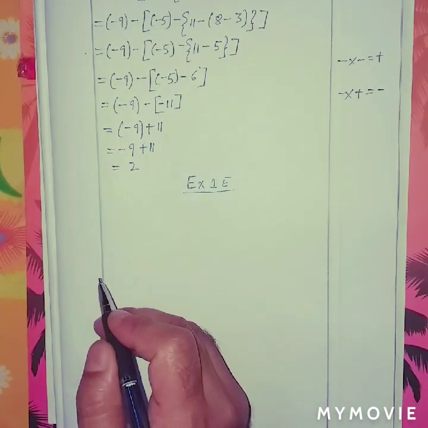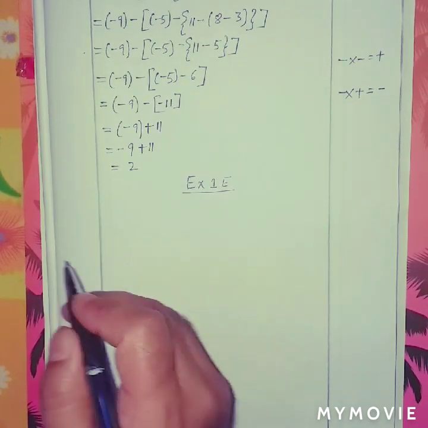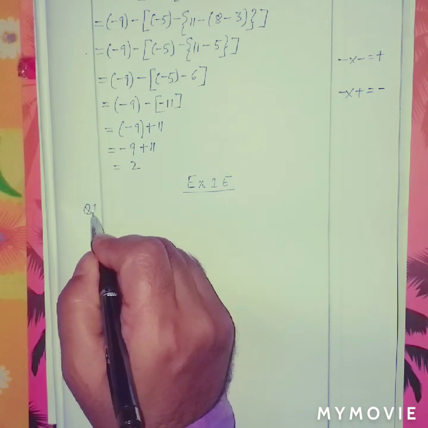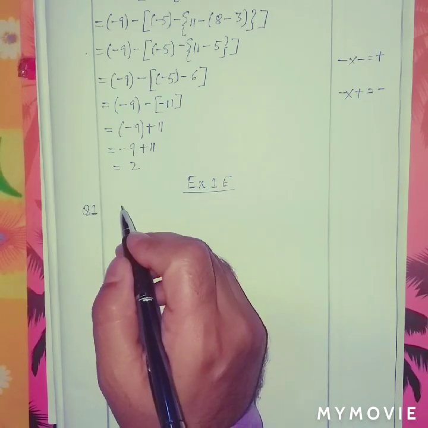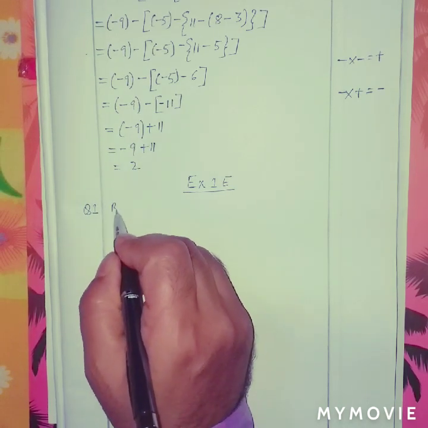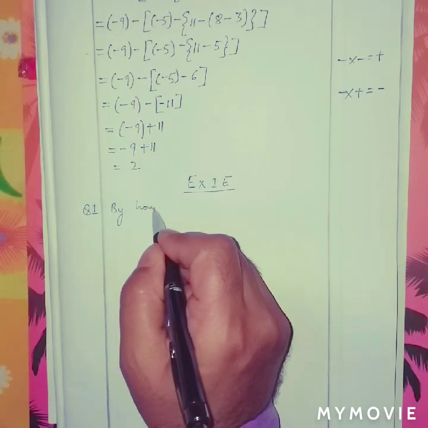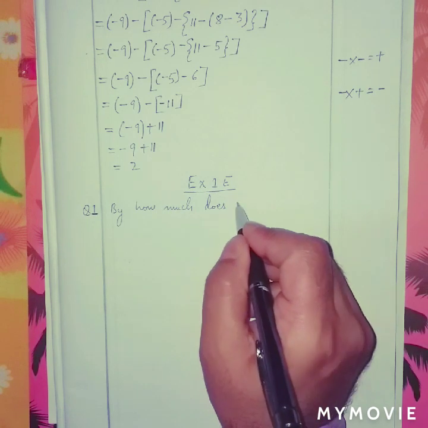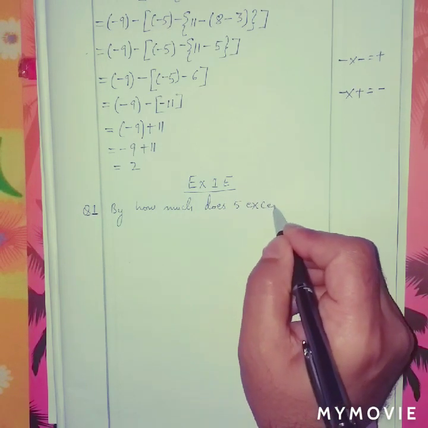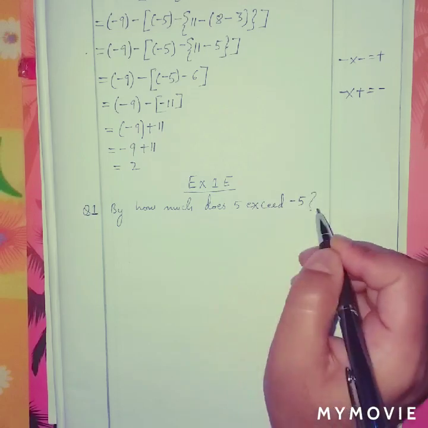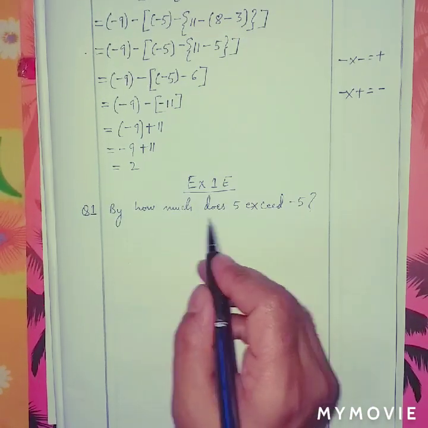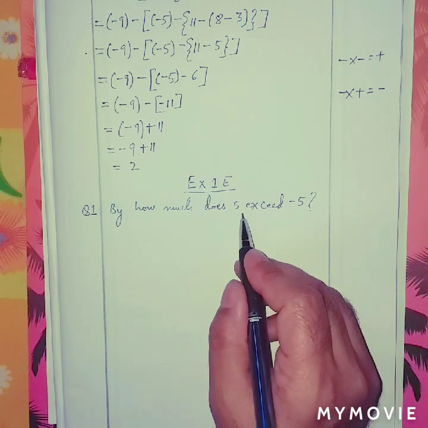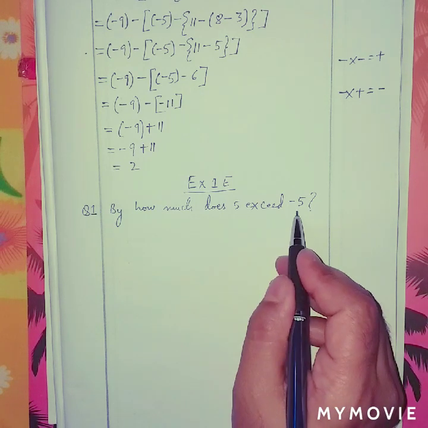While solving word problems, the first thing we have to see is the question itself. The words in the question are important to understand. Now see, the first question: by how much does 5 exceed minus 5? What is the meaning of this? It means by how much this 5 is greater than this minus 5.